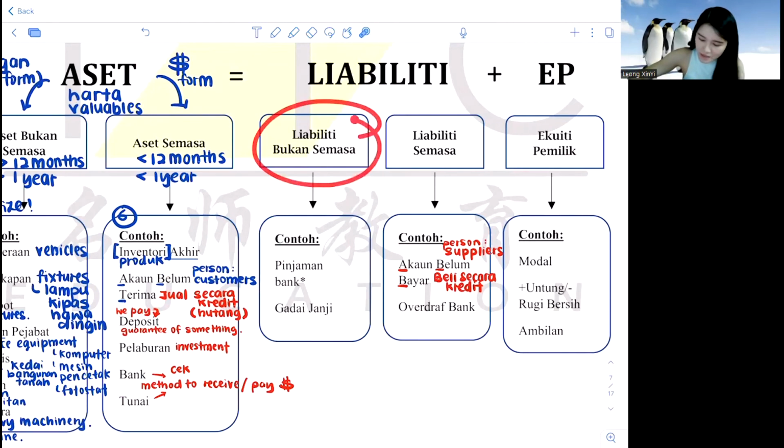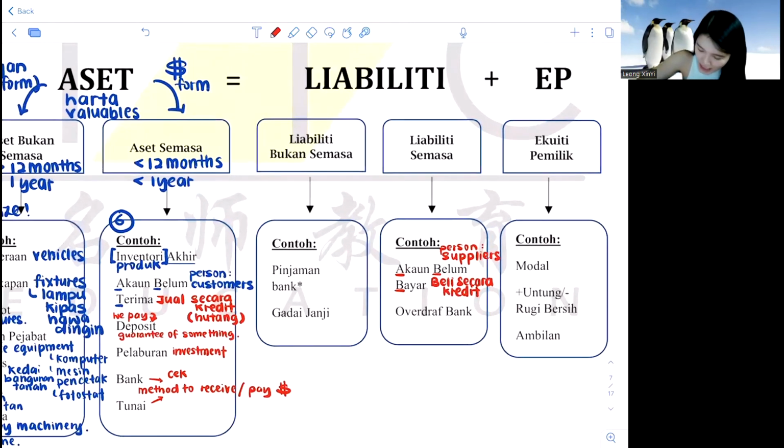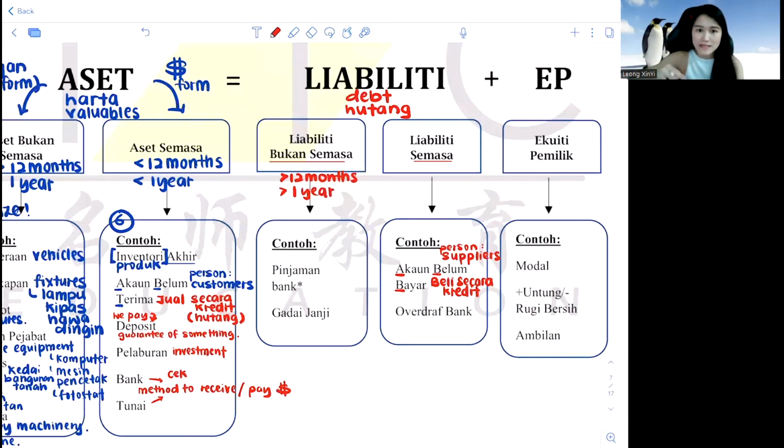Okay, so liability bukan semasa and liability semasa. So write down, liability stands for debt. Hutang. But we have two types, also bukan semasa and semasa. So if it's bukan semasa, means the debt will actually be given more than 12 months to pay. More than 1 year. So we're not in rush. We pay slowly on a monthly basis. It's like an installment like that.